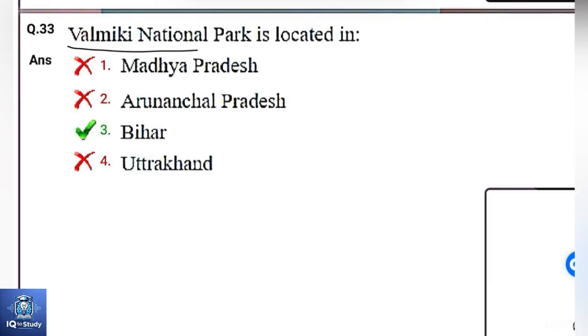Valmiki National Park is located in Bihar.